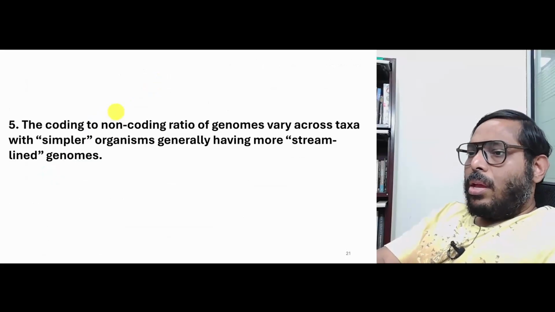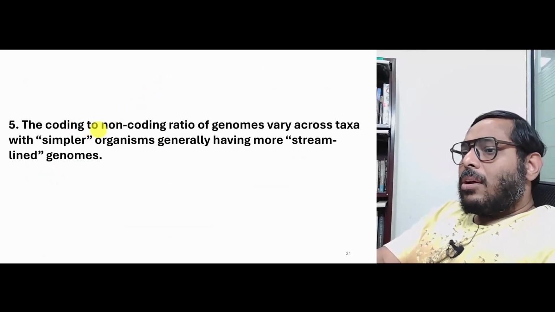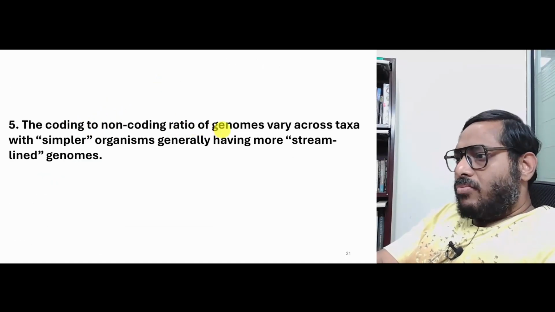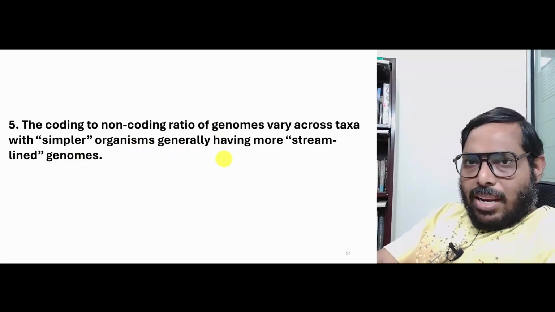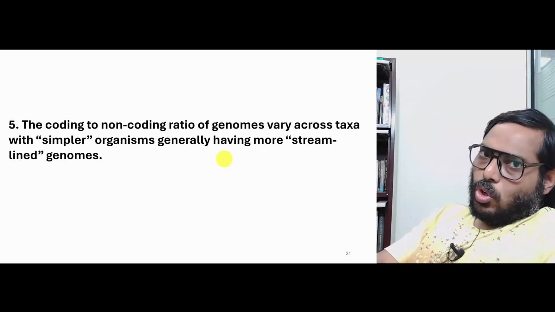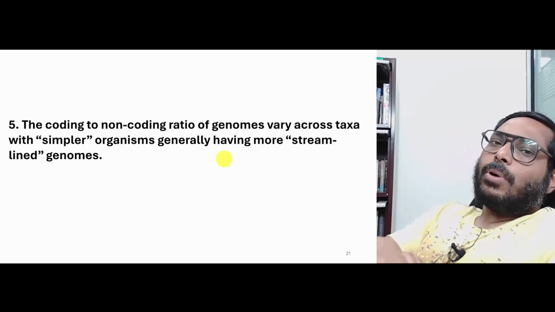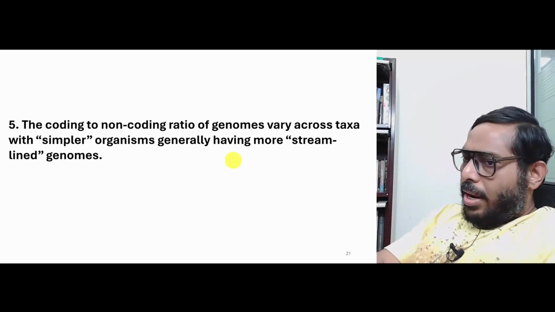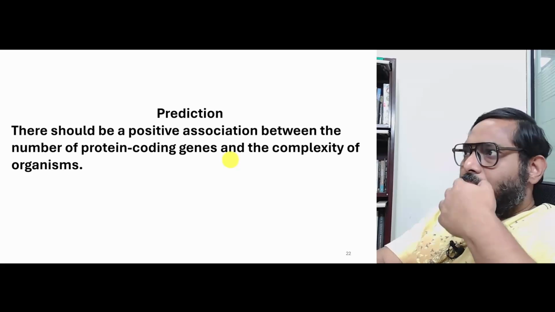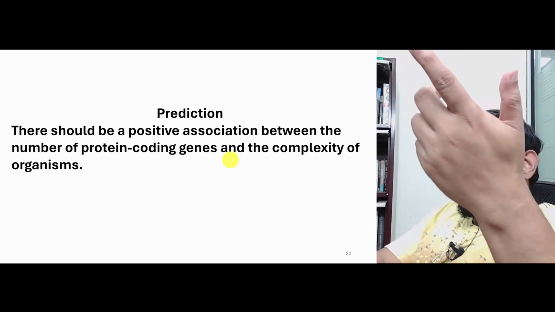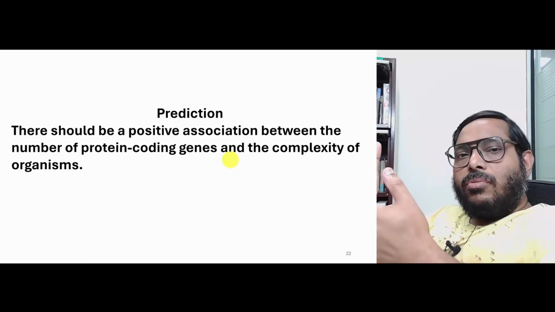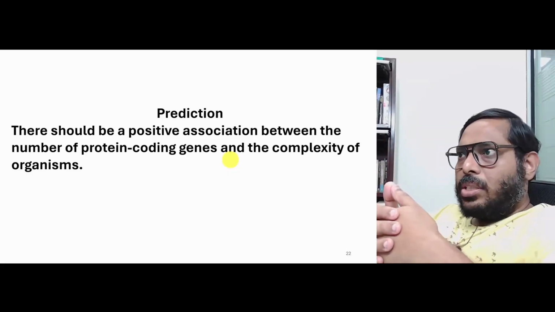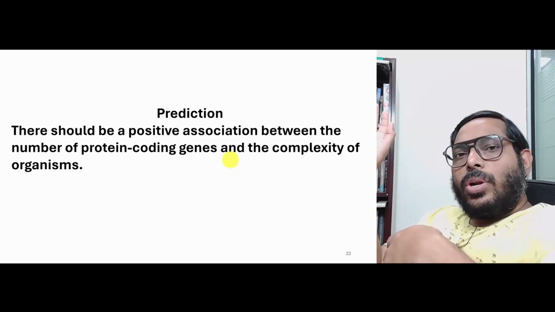So, this tells us that the coding to non-coding ratio of genomes varies across taxa, with simpler organisms generally having more streamlined genomes. More streamlined means less non-coding DNA. Great. But if we have found this, then it simply means that it is the non-coding DNA which is screwing up the calculation. So, let us forget about the non-coding DNA.